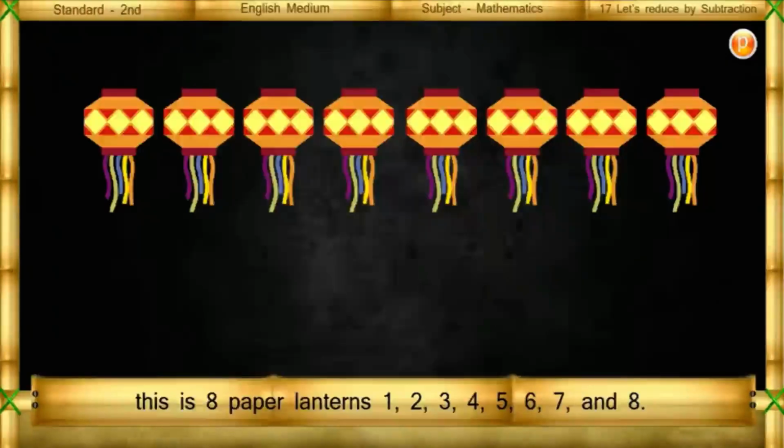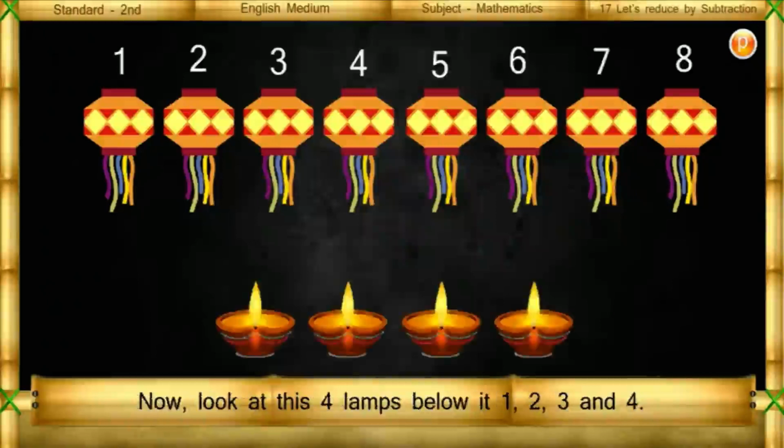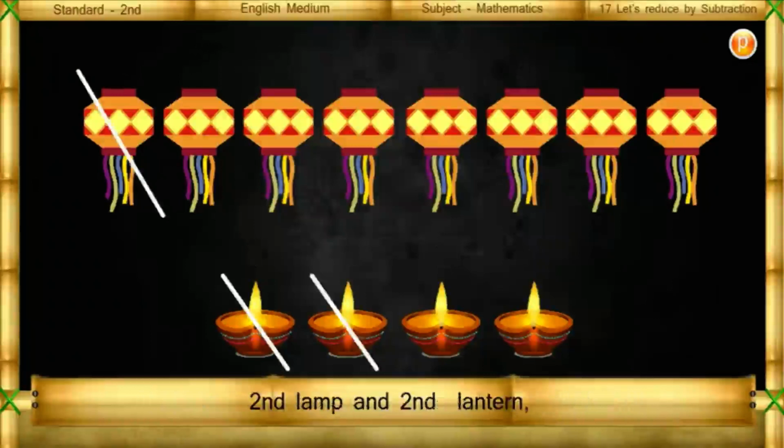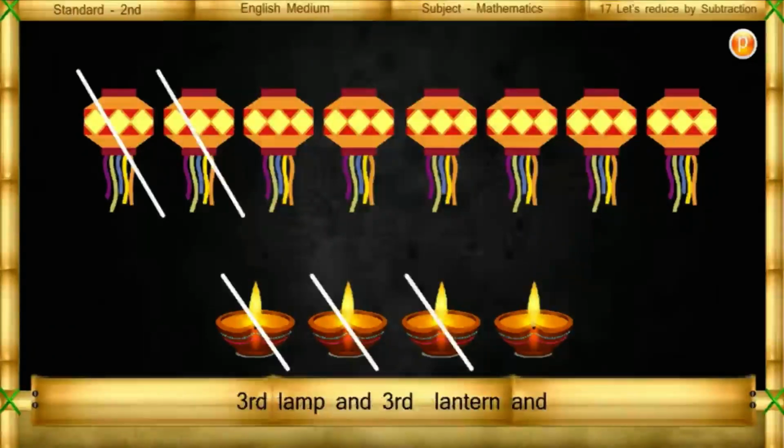This is 8 paper lanterns. 1, 2, 3, 4, 5, 6, 7 and 8. Now look at these 4 lamps below it. 1, 2, 3 and 4. Now remove the objects in pairs like 1 lamp, 1 lantern, second lamp, second lantern, third lamp, third lantern, and this last one means 4th lamp and 4th lantern we made less.